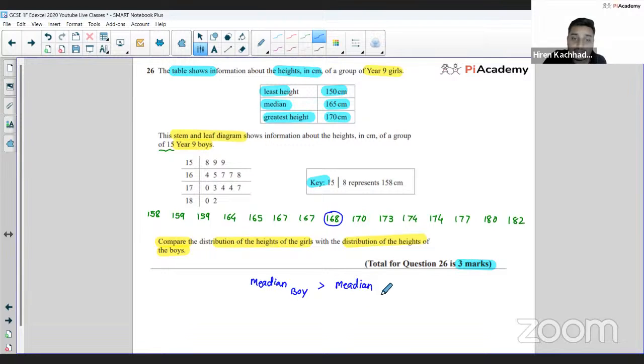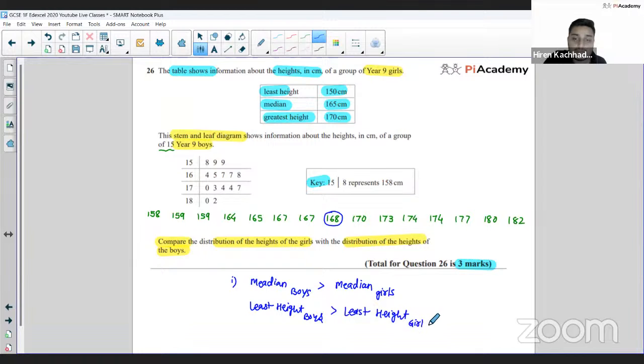Yeah, this is the first observation we have. After comparing this, the next thing, let's see: you can see here the least height for girls is 150, and here the least height is 158. So you can see the least height of boys is greater than the least height of girls, right?